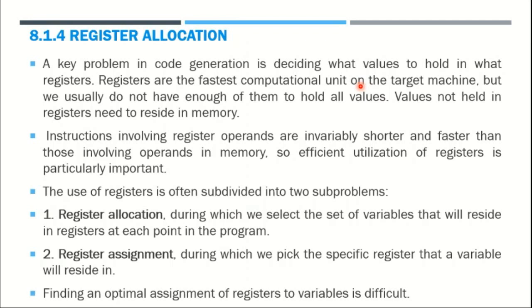The problems we face in the use of registers are divided into two subcategories: register allocation and register assignment. Register allocation is the process during which we select the set of variables that will reside inside the registers. Register assignment means selecting which specific register we pick to assign to a particular variable. Finding the optimal register to store a variable is very difficult.